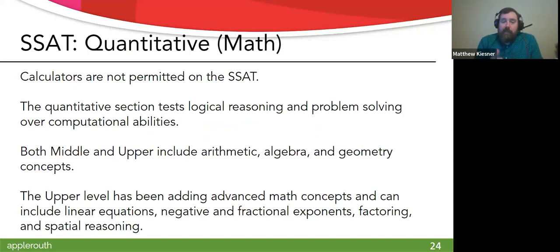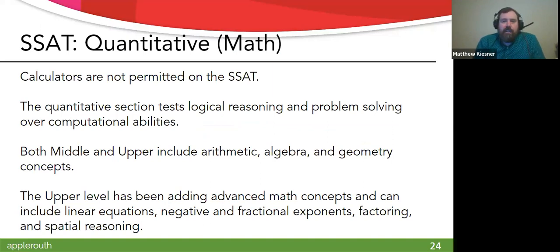All right, so they have the math. Calculators are not permitted on the SSAT. The only exception is that if a student has an accommodation, they can get a calculator, but it has to be like a 4-function basic calculator. They can't have a scientific calculator that can handle exponents or things like that.